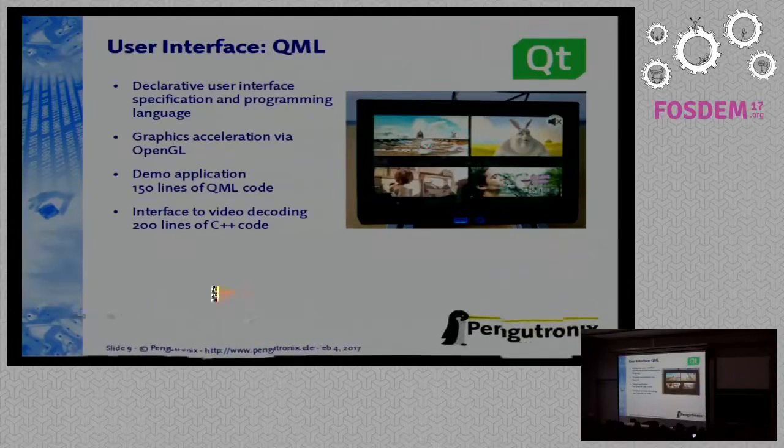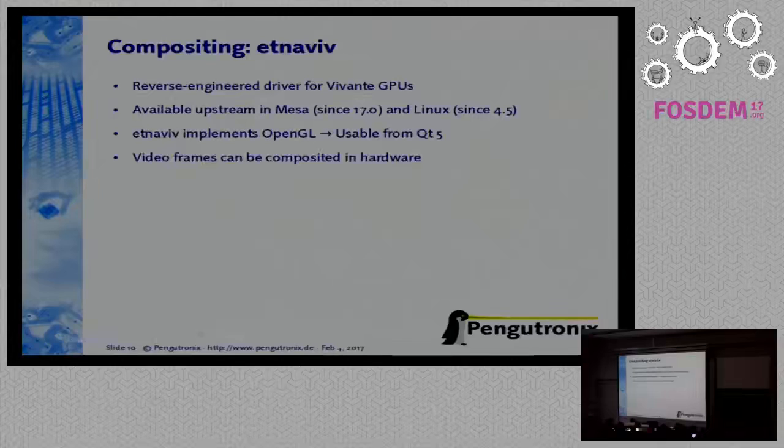As I said before, we are using OpenGL for that. The OpenGL driver is usually from Vivante and is a blob driver. We have an alternative here, the EtnaViv driver, which is a reverse engineered driver for the Vivante GPU. It's available upstream in Mesa since version 17 and in Linux since Linux 4.5. It implements OpenGL, of course, and therefore we can just use it from Qt.